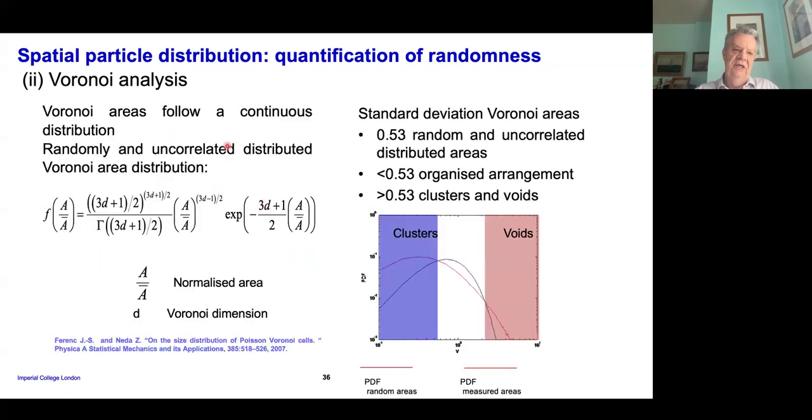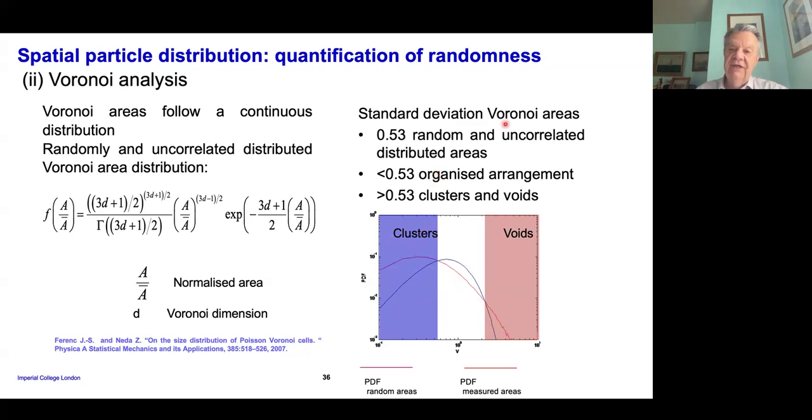And if you do the statistics, if you have a random distribution, you get a function, which is what you see with the areas. These are the normalized Voronoi areas. The line that you see here is the probability density function of the Voronoi areas when you have a random distribution, while the red line is when you don't have a random distribution and you form clusters and voids.